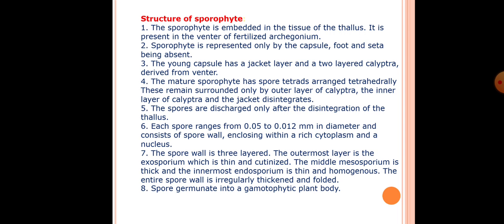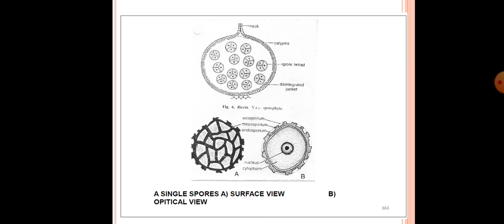The mature sporophyte has spore tetrads arranged tetrahedrally. These remain surrounded by the calyptra. The spores are discharged only after the disintegration of the thallus. Each spore has an outer wall layer known as exine, an inner wall layer known as intine, then in the middle the nucleus is there with cytoplasm. So by breaking the calyptra region, these spores come out and then swim in the water, and then they germinate to form a new thallus of Riccia.